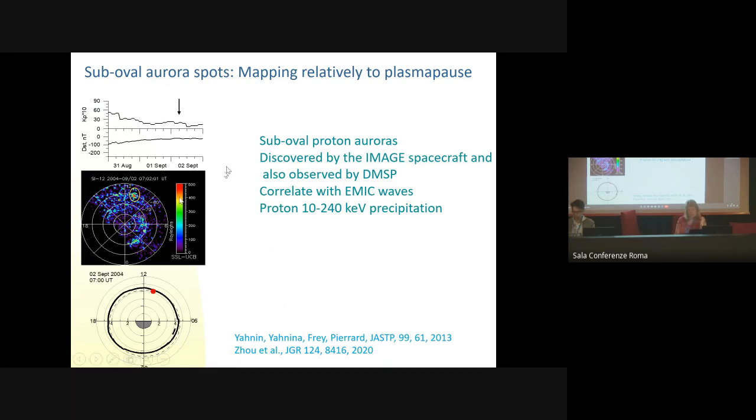That was for electrons, or this aurora created by electrons, but you can have also proton aurora. You can see spots like that that were discovered by the satellite IMAGE and also observed by the satellite DMSP. And in fact, because they are due to precipitation of protons of this energy by EMIC waves, they are always located again close to the plasmapause, because we have seen that these EMIC waves are close to the plasmapause.